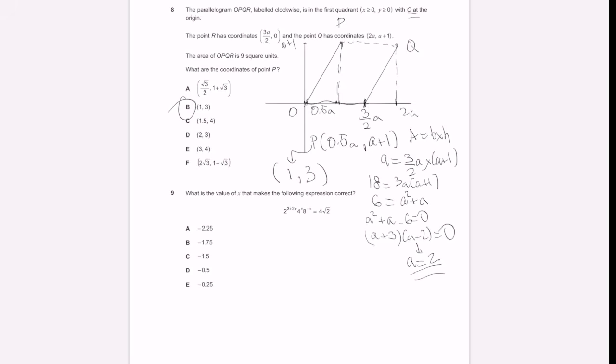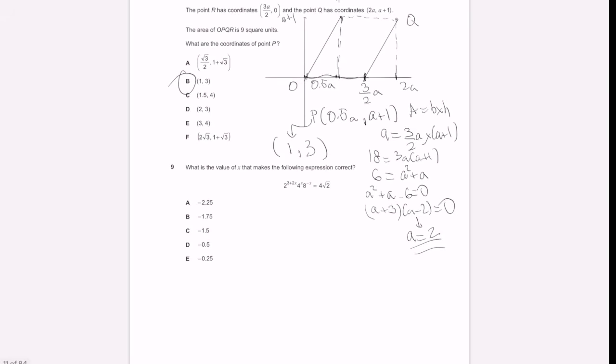Question 9. What is the value of x that makes the following expression correct? And we're given an expression over here. I'm just going to switch to blue, because I want to keep the previous working there. So we have 2, 4, 8. What's common between those numbers? We can probably express them as powers of 2. What do I mean by that?